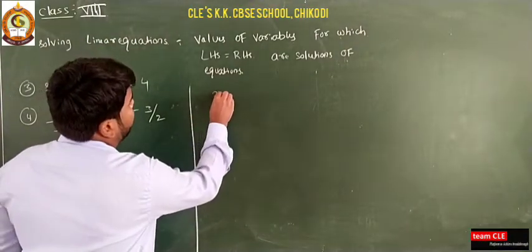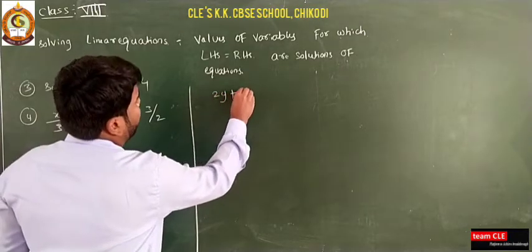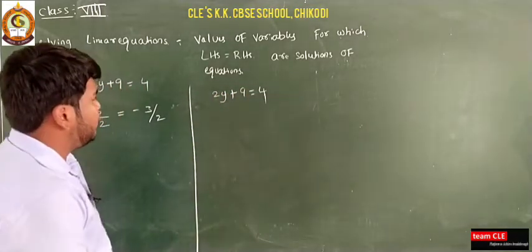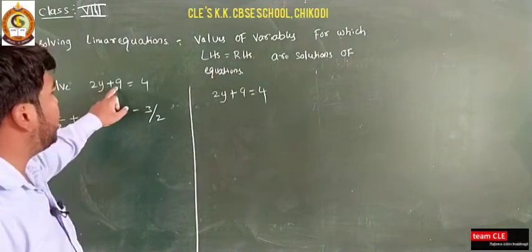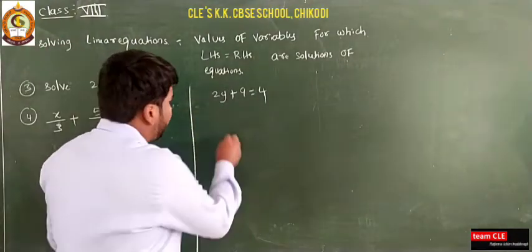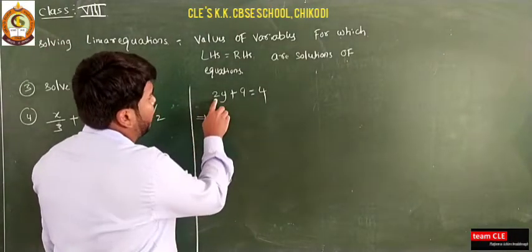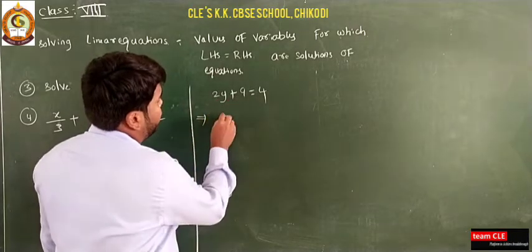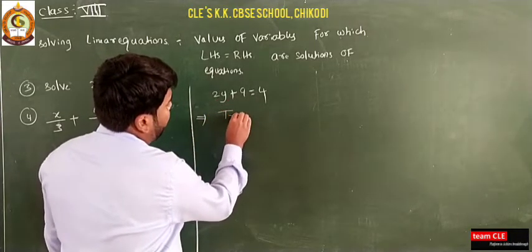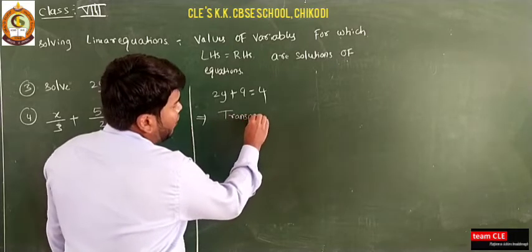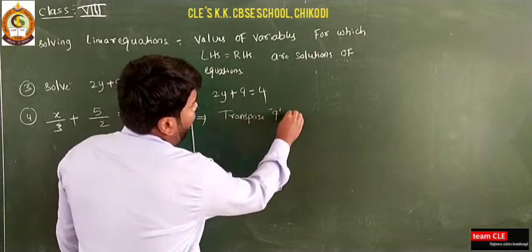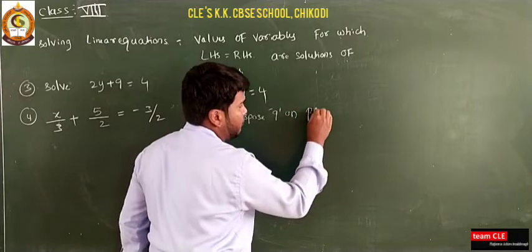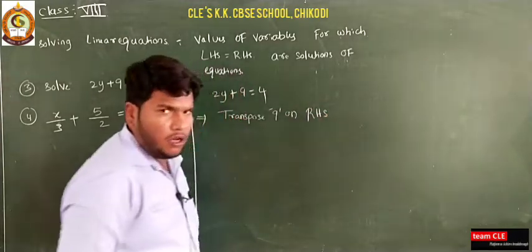Solve the first one, that is 2y plus 9 is equal to 4. This is the given thing: solve 2y plus 9 which is equal to 4. First, write the given thing, 2y plus 9 equal to 4. Next step, the first step, is transpose 9 on RHS.